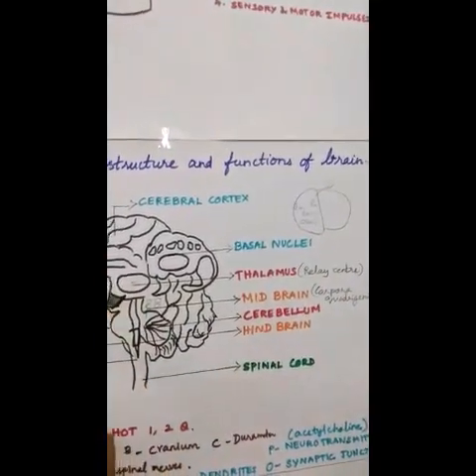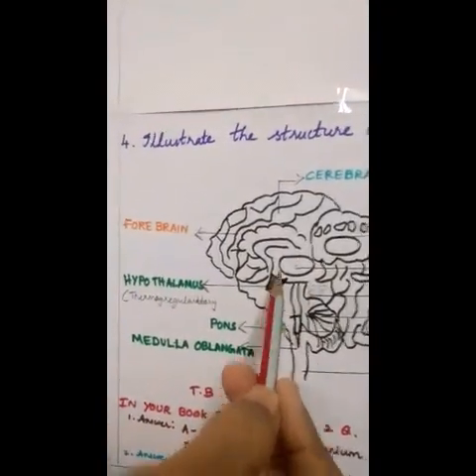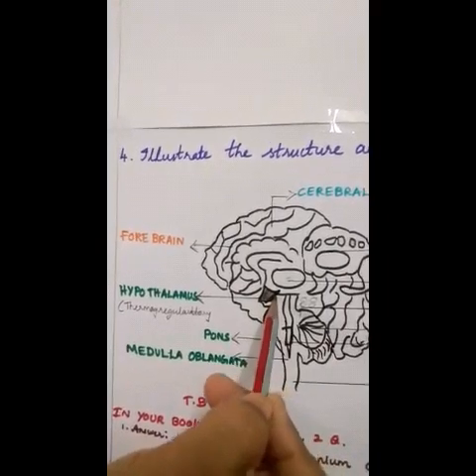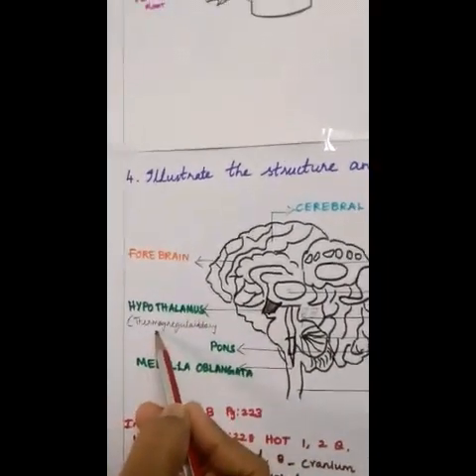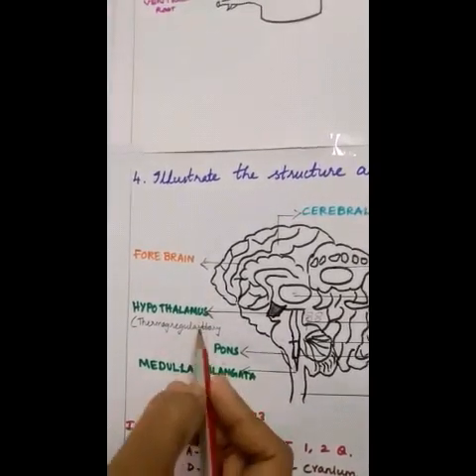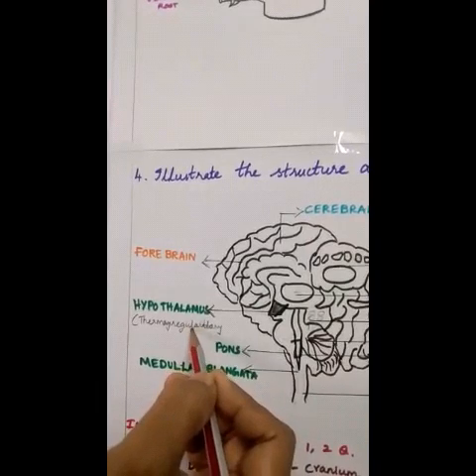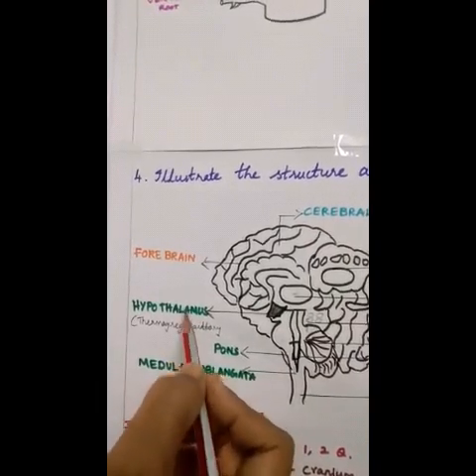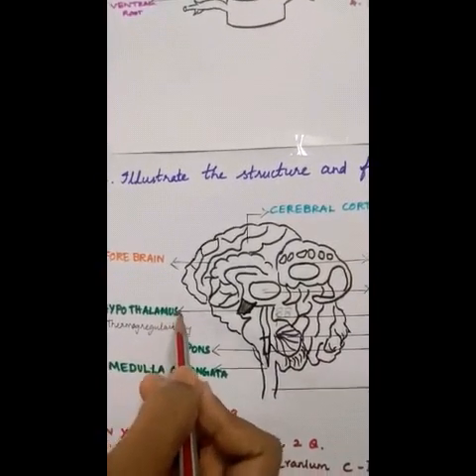Then you will say about hypothalamus next. Hypothalamus lies below the thalamus. Then write the important function. Its main function is thermoregulation of the body. It controls the temperature of the body. That is the main function. It also controls the involuntary functions like thirst, anger, fear.